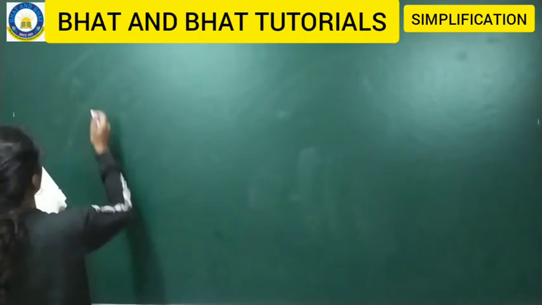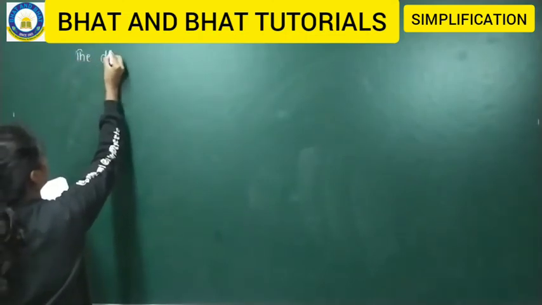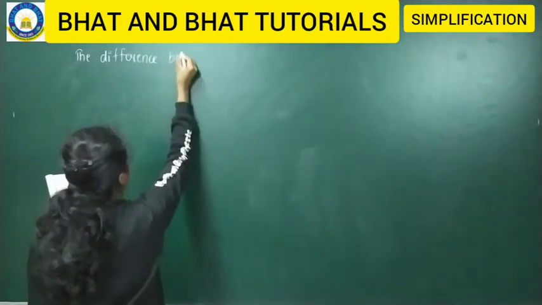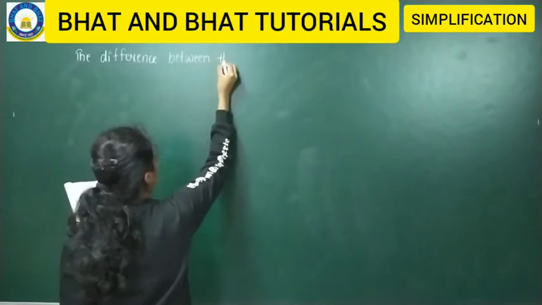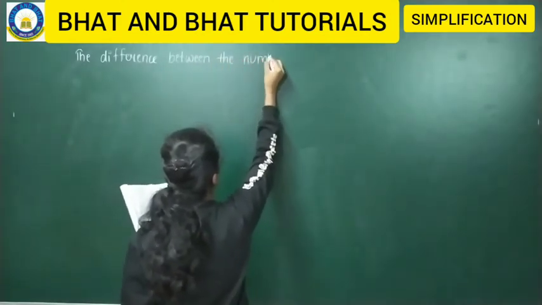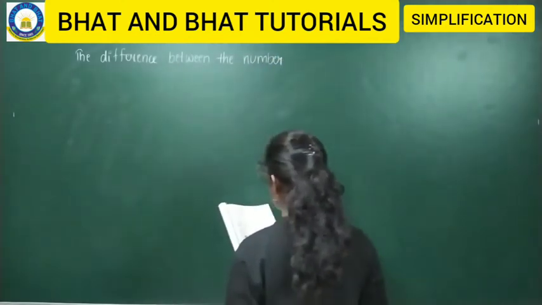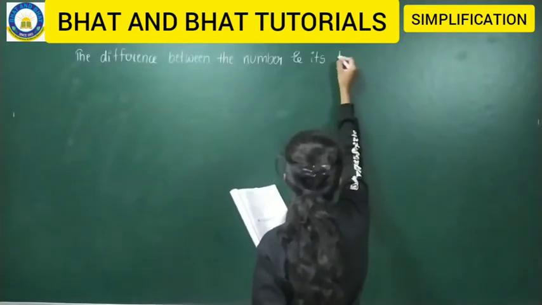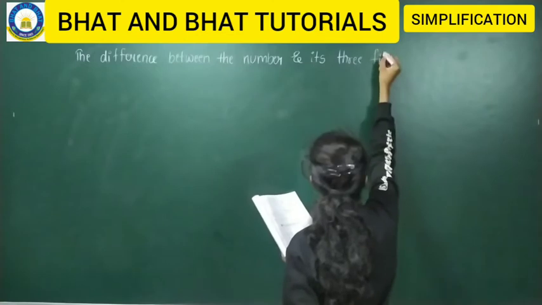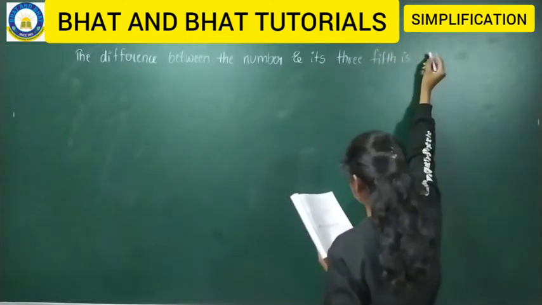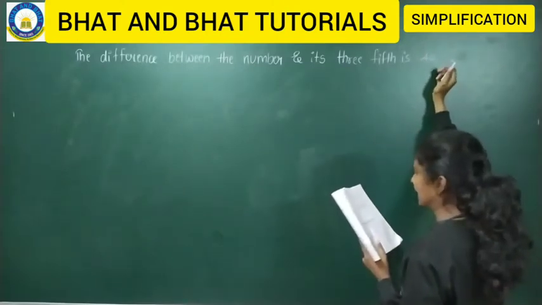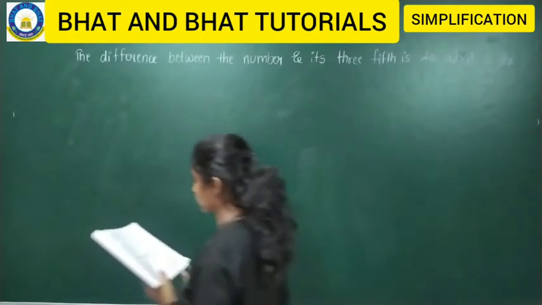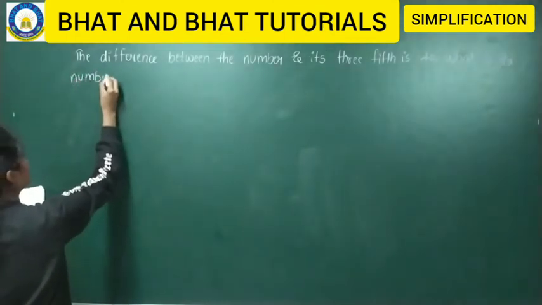The difference between the number and its 3/5 is 40. What is the number?